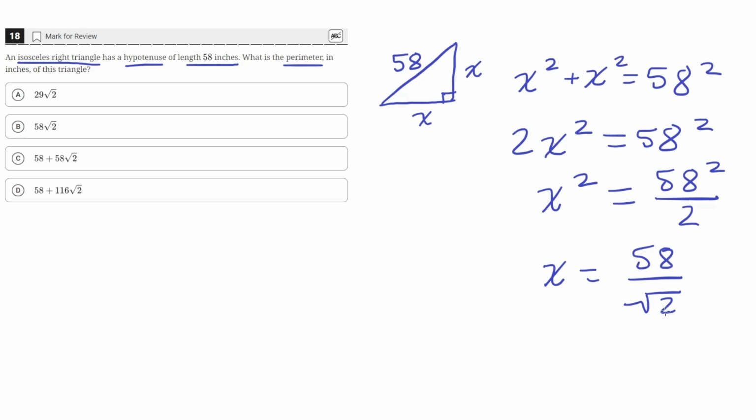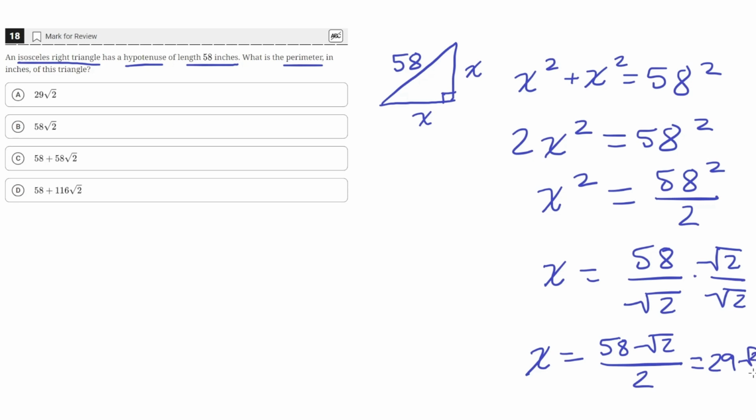Then we can also rationalize this denominator in order to get an answer that looks more like one of these answer choices. So we can do that by just multiplying the top and the bottom by the square root of 2. So x equals 58 square root 2 over root 2 times root 2, which is just 2. And then this is just 29 times the square root of 2. So both of these x values are 29 times the square root of 2.